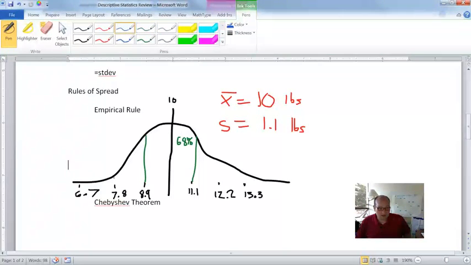And then we also saw that if I go 2 standard deviations away, that's my blue line, then it was 95%. So in blue, 95%. And let's change colors. If I go even further and go 3 standard deviations, it was 99.7%.